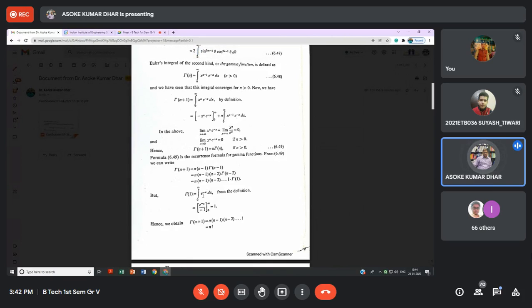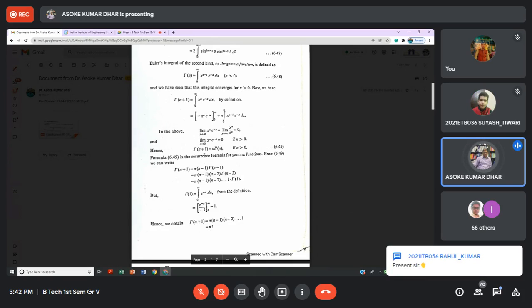This is also improper integration. After integrating, the value will be 1. So gamma 1 is equal to 1. So putting gamma 1, 1, you will get 1, 2, 3, dot, dot, n. That is factorial. So when n is an integer, gamma n plus 1 is equal to factorial n. And the generalization is gamma n plus 1 is equal to n gamma n for n greater than 0.